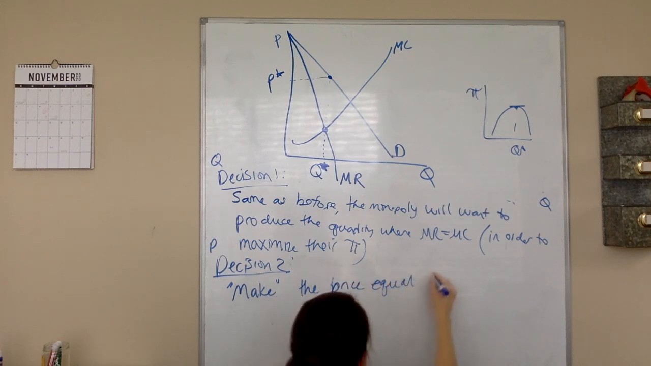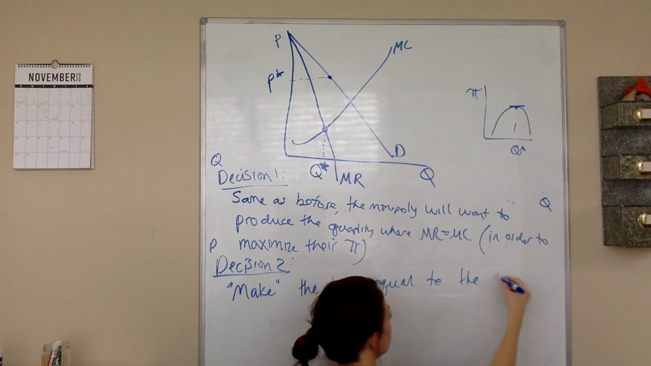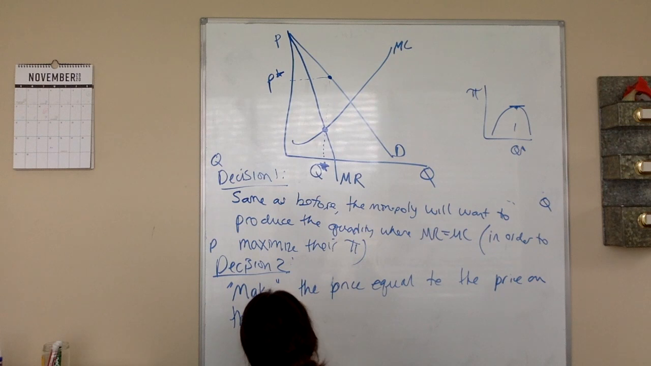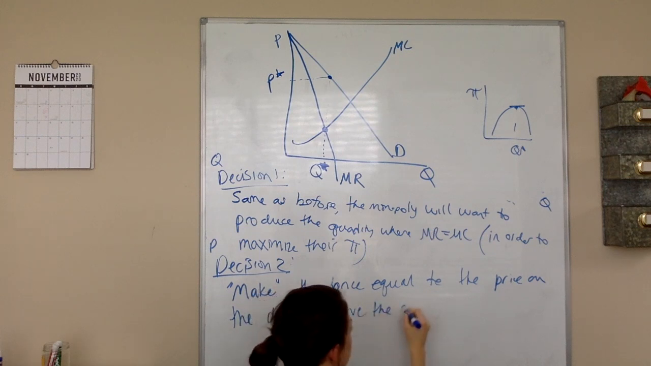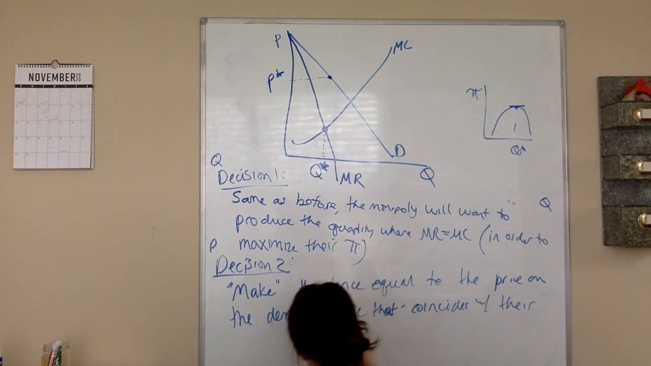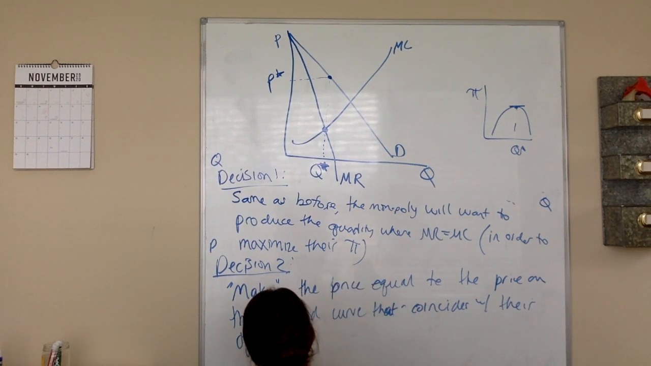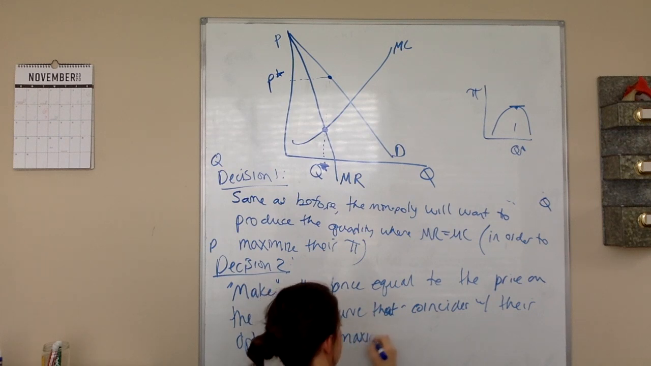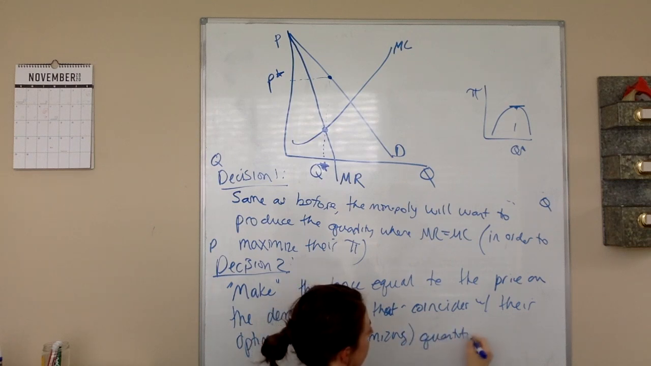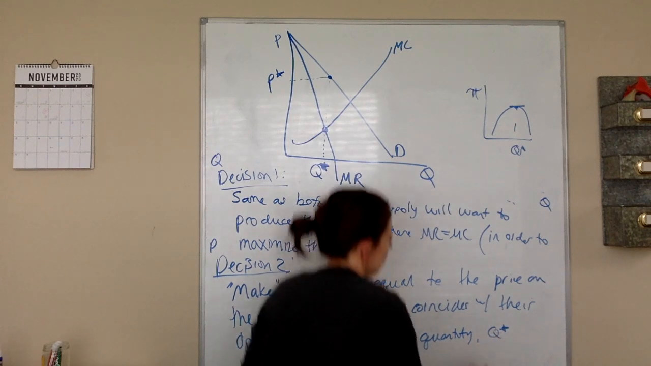equal to the price on the demand curve that coincides with their optimal, and by optimal, their profit maximizing quantity, which I'm calling here Q star.